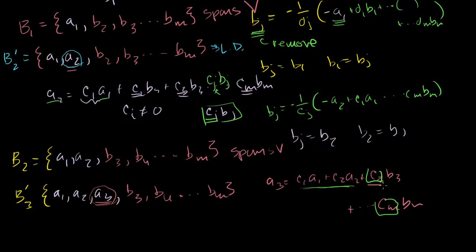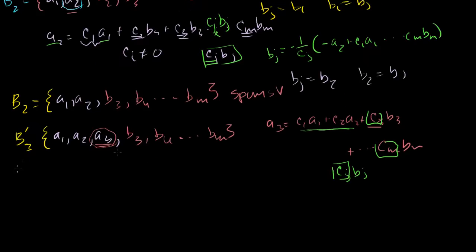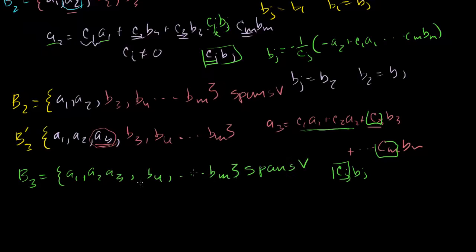So you do the same operation. You can solve, let's say that some term right here, the cj is non-zero, then you can solve for that bj. And then I do that little renaming thing I do where I rename the bj b3 and rename b3 bj. And then I remove b3. And I get the set b3 is equal to a1, a2, a3. And then I have b4 all the way to bm. And this still spans v. And I keep doing it.